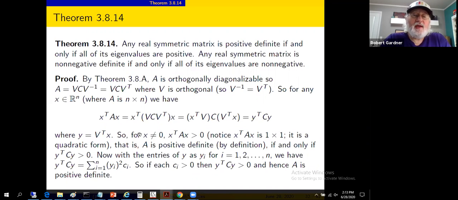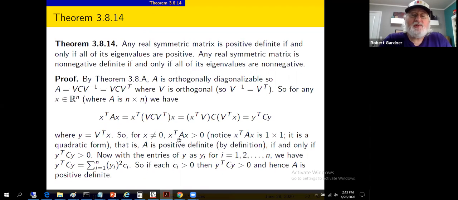So if x is non-zero, then y will be non-zero, if and only if non-zero. So x is non-zero if and only if y is non-zero. That's related to the fact that V transpose is invertible. It's an invertible matrix, a full rank matrix. There's probably three or four ways we could explain it. But we get x is 0 if and only if y is 0.